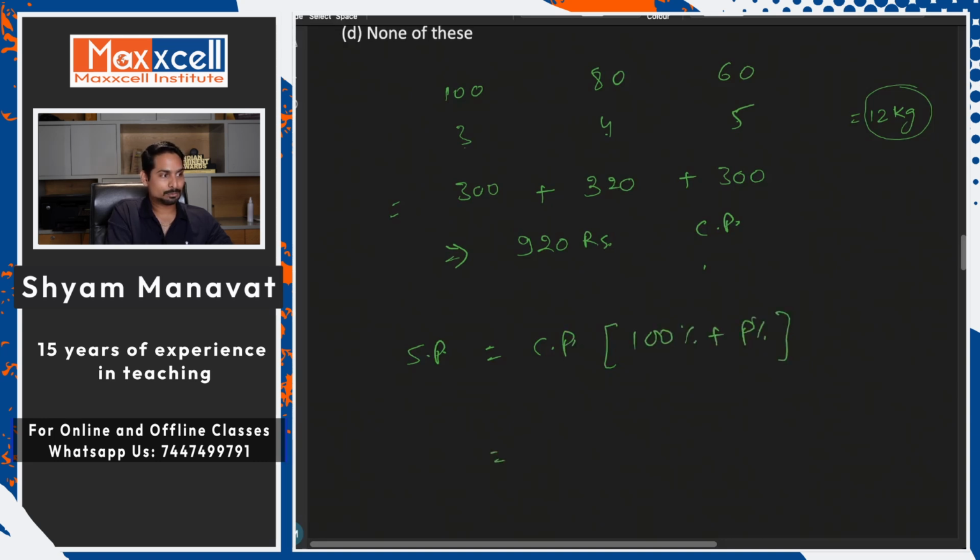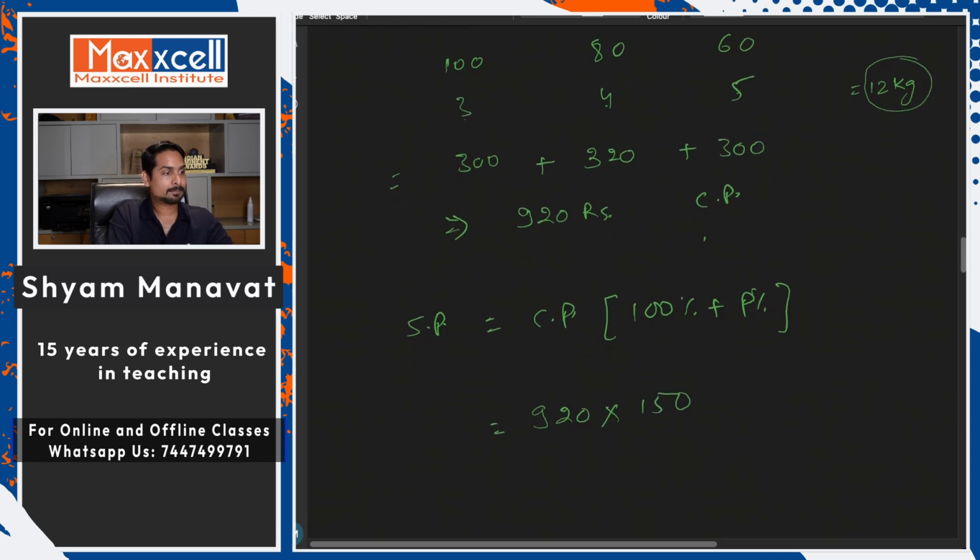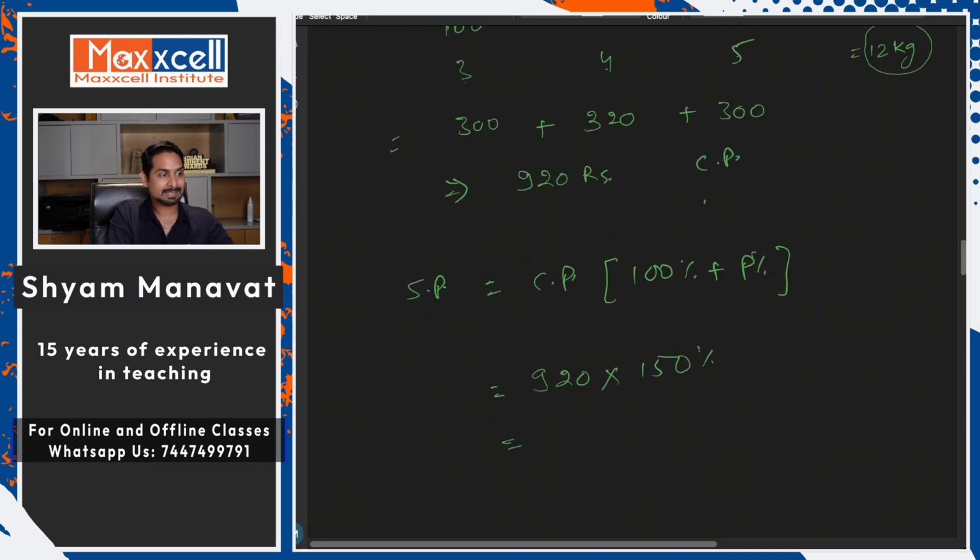In the practice set, I should not write all these formulas. I expect that you know the formulas before that, because you must have gone through the concept builder videos. Okay, so profit is 50%. So if I increase it by 50%, it becomes 150%, and then you will get 920 into 1.5, so 1380. This is what you receive. This is what you get as the selling price.